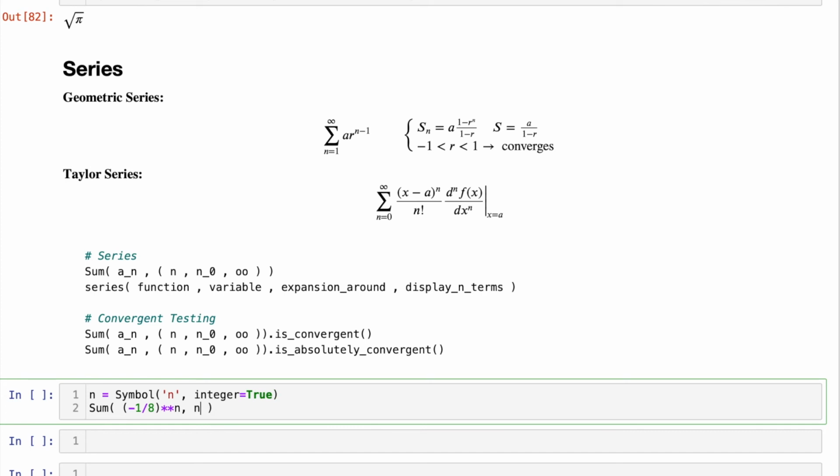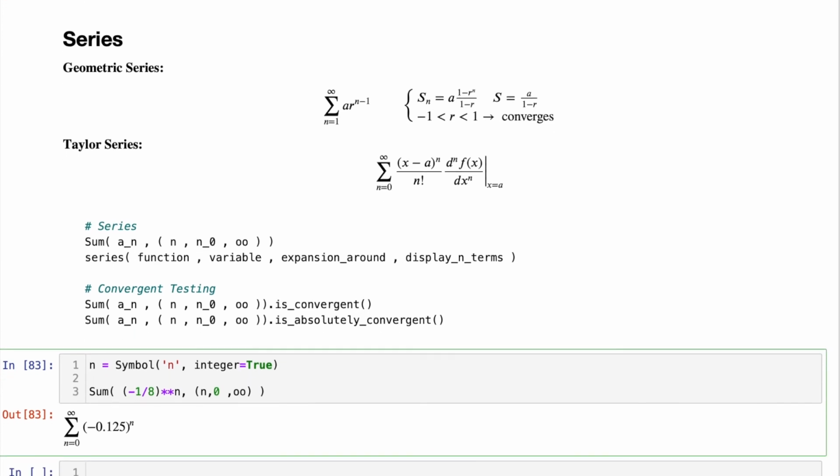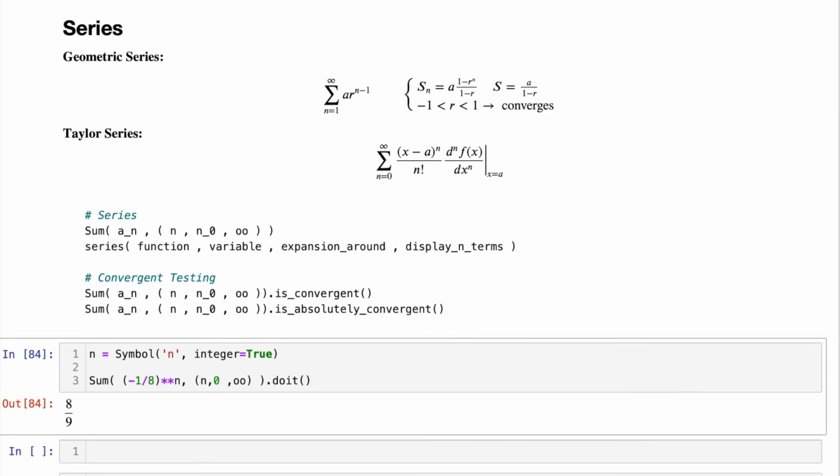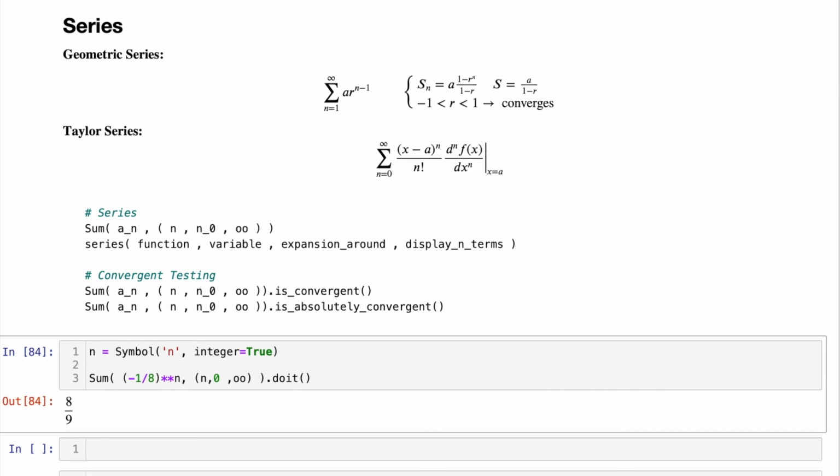I'm going to do n. I'm going to go from 0 to infinity. So if we display it, there it goes. Now if we want to compute the sum of this, say do it, and it'll be 8 over 9. So that's really neat. This is really one of the coolest things, I think.